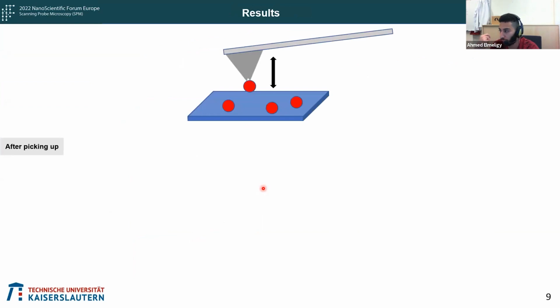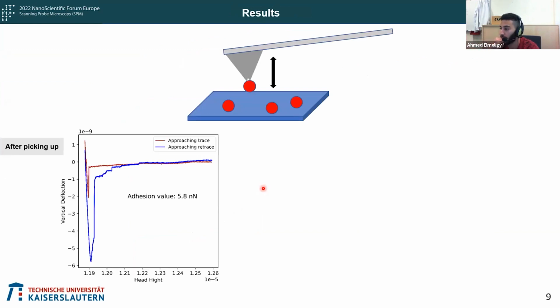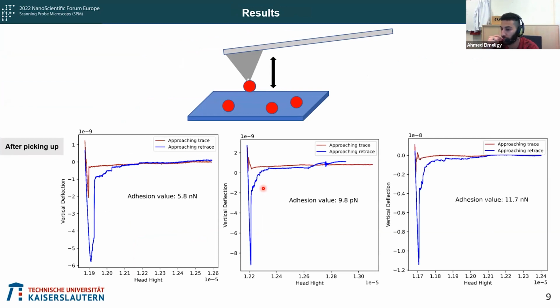So after they got picked up, the sketch here represents the state after the pickup of the particles, the adhesion forces, regarding the parameters that I showed you in the first few slides. They give us an adhesion value in the range between 5.8 nanometer to 11.7 nanometer.